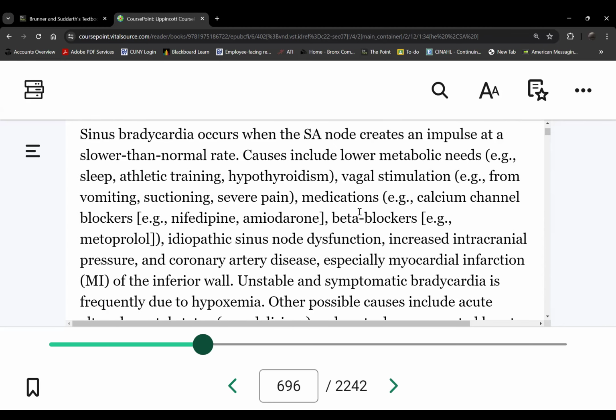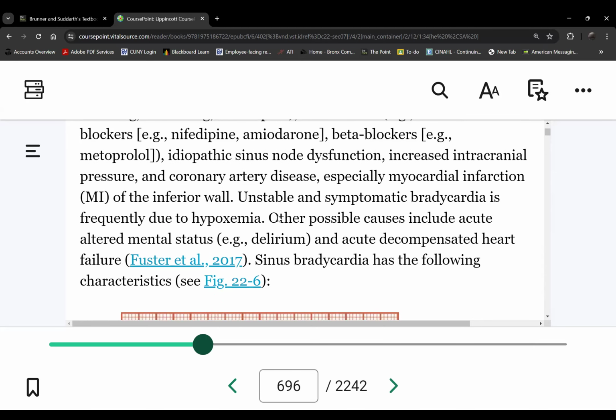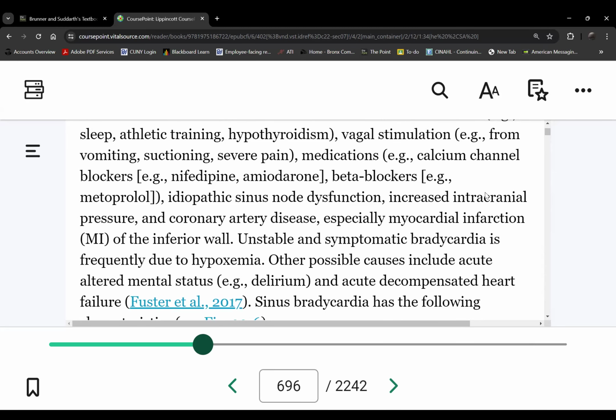So here are the activities and also medications that will cause sinus bradycardia. So I can do this in a select all that apply question, right? Sure you're able to answer.